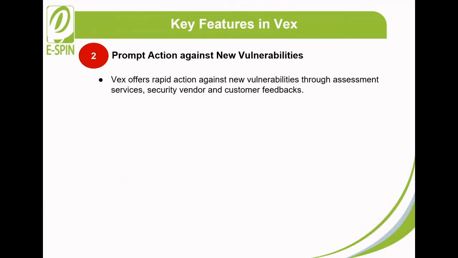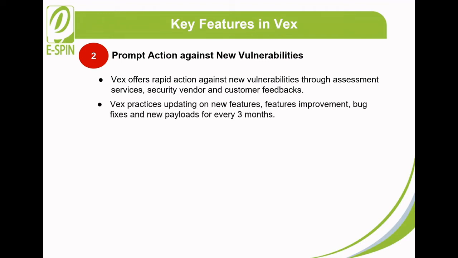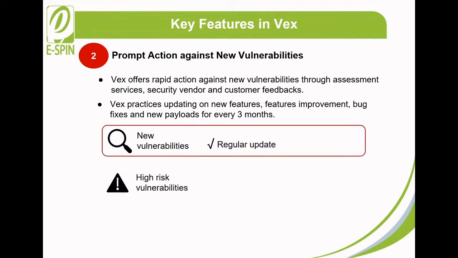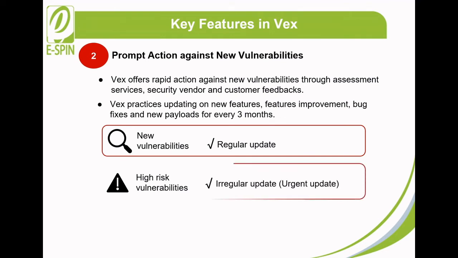Vex offers rapid action against new vulnerabilities through assessment services, security vendors, and customer feedback. Vex practices updating new feature improvements, bug fixes, and new payloads every 3 months. Therefore, new vulnerabilities will be updated at regular updates. In case of high-risk vulnerabilities that can cause critical damage, irregular updates will take place, where Vex provides a quick response upon report through the release of an urgent update.